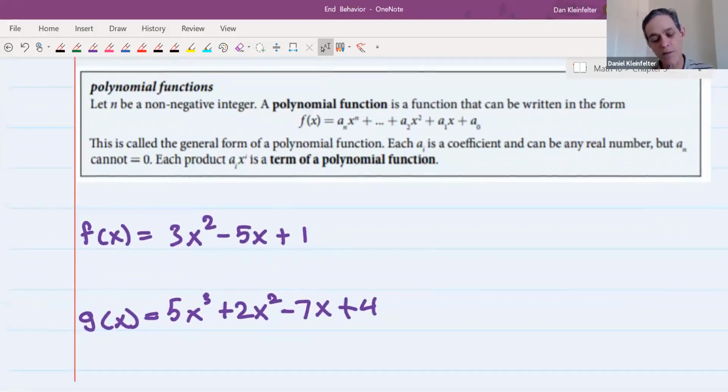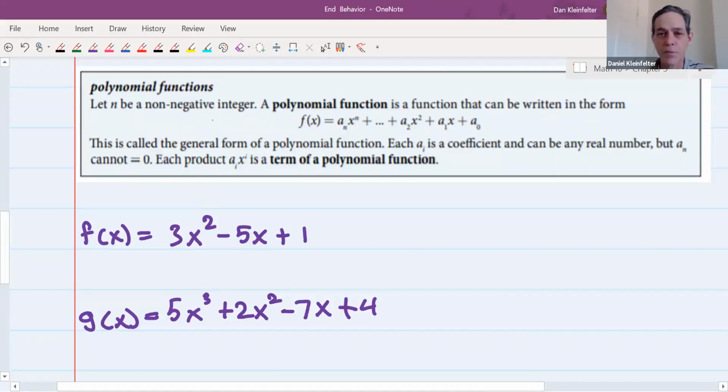So a polynomial function looks like this. Let n be a non-negative integer. So 0, 1, 2, 3, 4, 5, and so on. A polynomial function is a function that looks like this: a sub n, x to the n. So the a sub n is a number, a real number. X is our variable, and then n is an exponent. And then plus, and then dot, dot, dot just shows that the pattern continues. We have a2x squared, a1x, and then a0. So what you can think of a polynomial function as is a sum of a bunch of power functions.